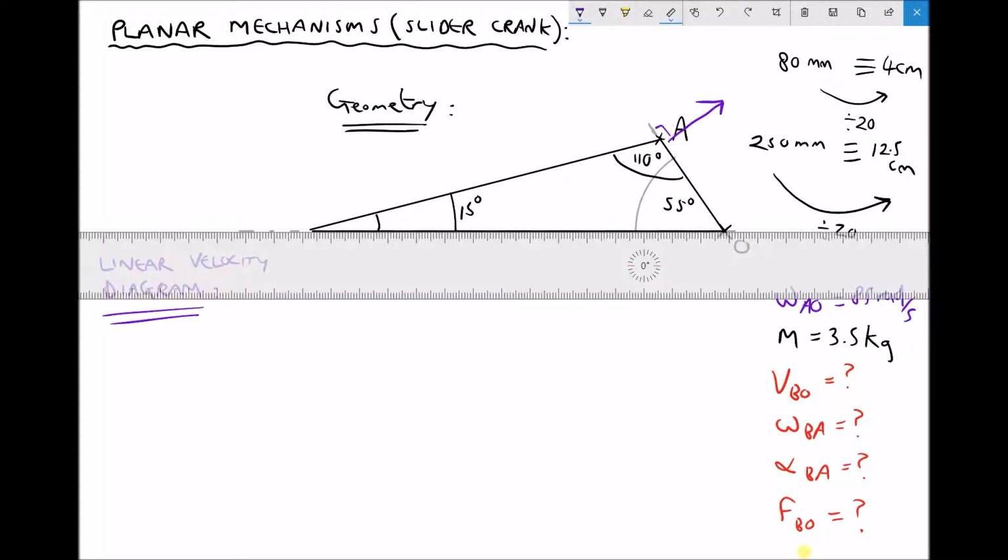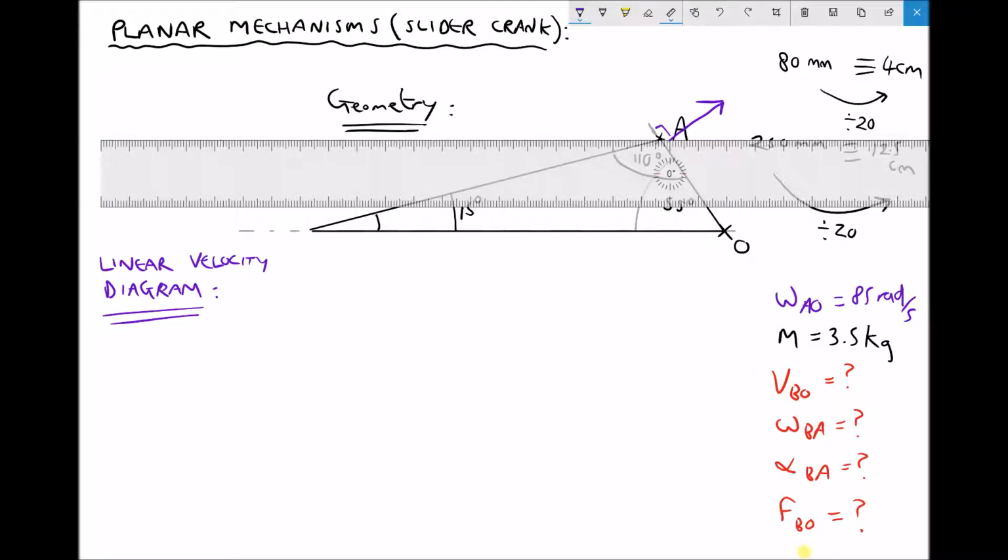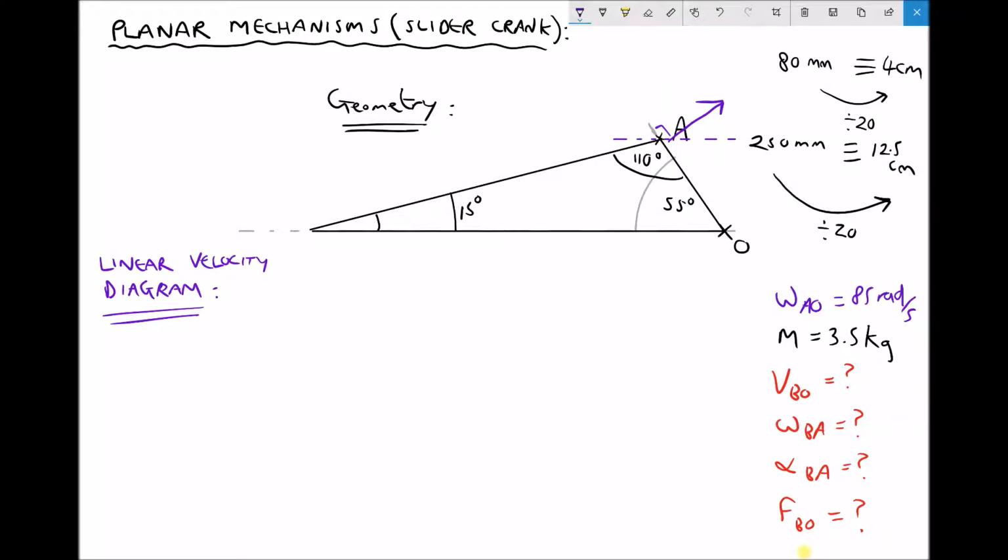Now if we had a horizontal datum line through point A here, then we know from opposite angles that this angle here is 55 degrees. Now because we have a right angle, we know that this angle here is 90 minus 55, or 35 degrees. So we know the direction of point A relative to point O because the angular velocity of that linkage was clockwise. That was indicated on the original sketch.